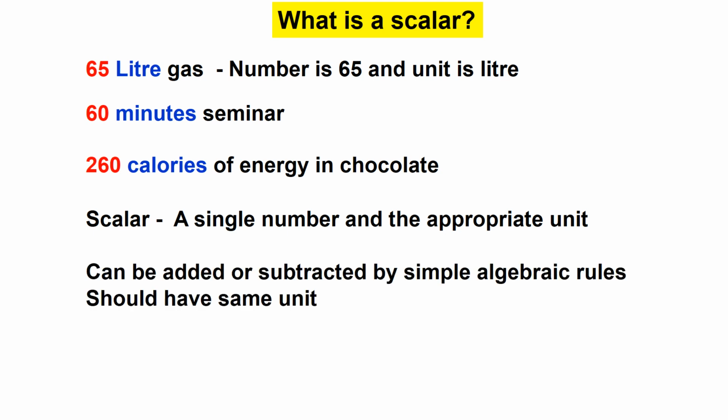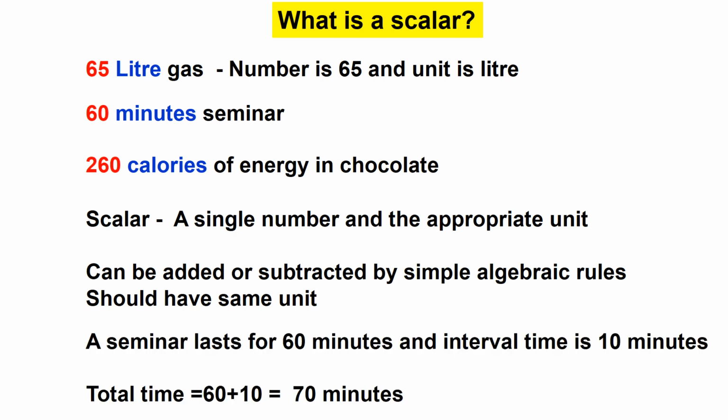Simple algebraic rules can be used to add or subtract scalars. In addition and subtraction, the scalar should carry the same unit. Let us consider this example. The seminar lasts for 60 minutes and the interval time is 10 minutes. As a result, the total time is 60 minutes plus 10 minutes, which is 70 minutes.